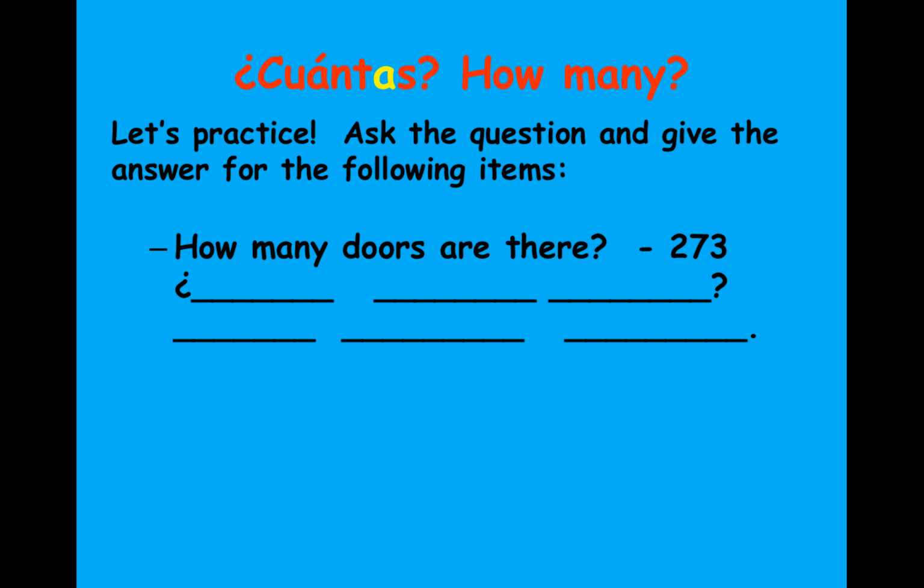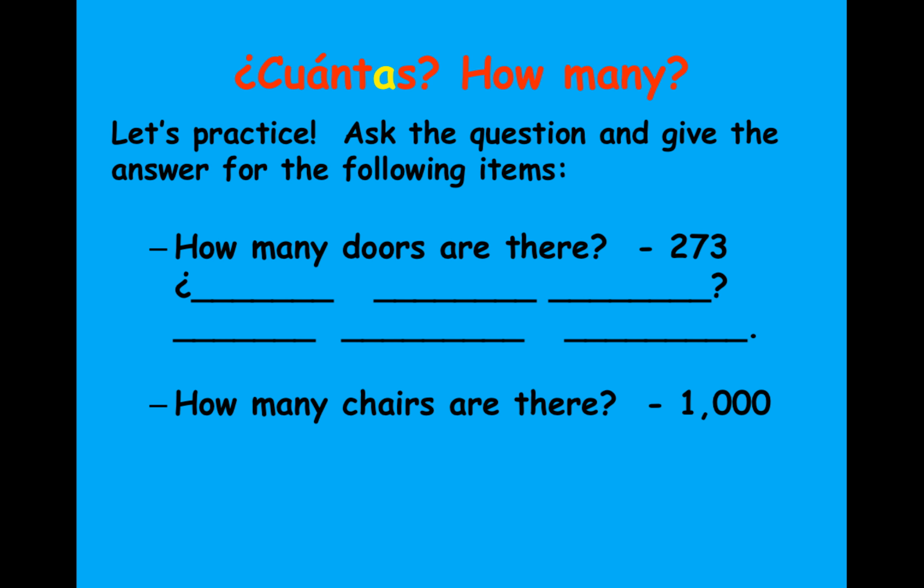And the answer, hay 273 puertas. So as you can see in this example, are there and there are, all you have to do is use hay, H-A-Y. And when you are telling how many are there of a feminine word, or sometimes how many you have of a feminine noun, you have to change that number to a feminine form, if the number falls between 200 and 999.